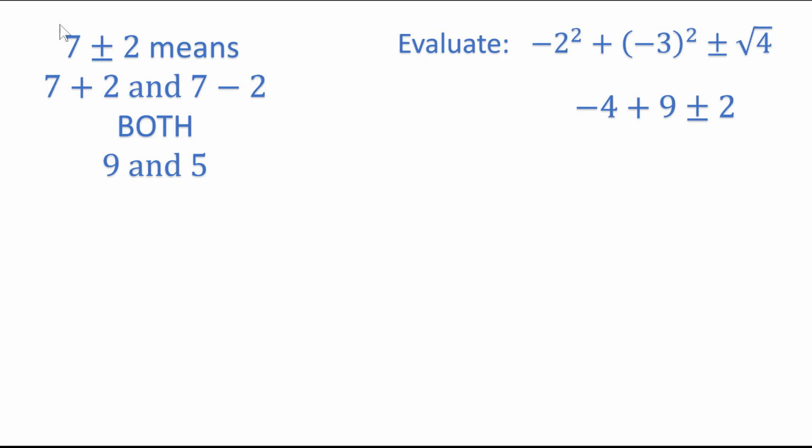All right, so the two possible solutions would be negative 4 plus 9, which is 5. And then you've got 5 plus or minus 2. So 5 plus 2 is 7. 5 minus 2 is 3. So those two different answers would go with that expression. It could be 7, it could be 3, depending on whether you have plus or minus. So you have to include both possibilities.